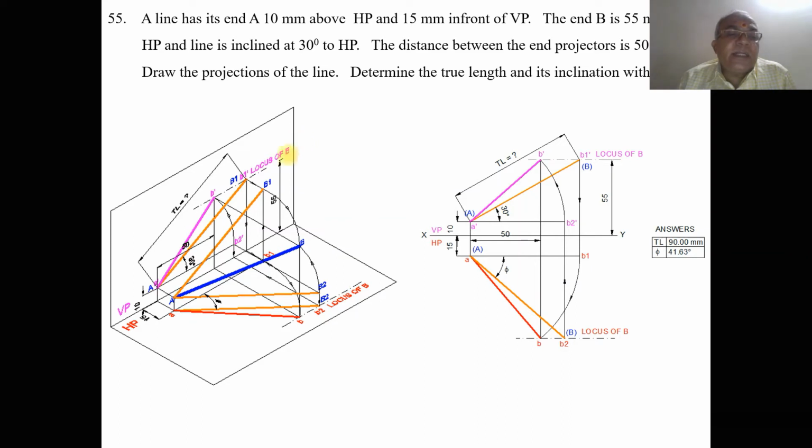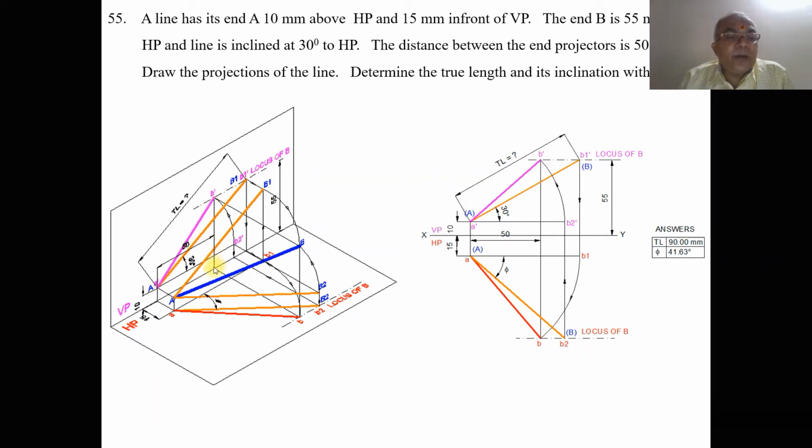Then, as we know the distance between the end projectors, from A you measure a distance of 50 and draw a vertical projector in the front view so that it cuts the locus of B here. You mark this point as B dash, then join A dash B dash with a dark line. So you got the front view.